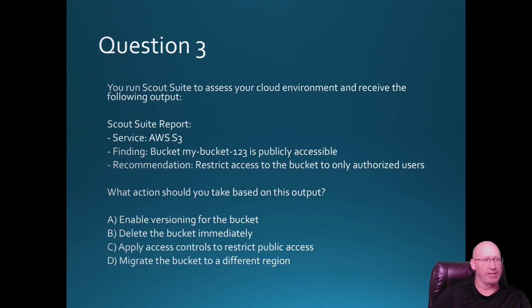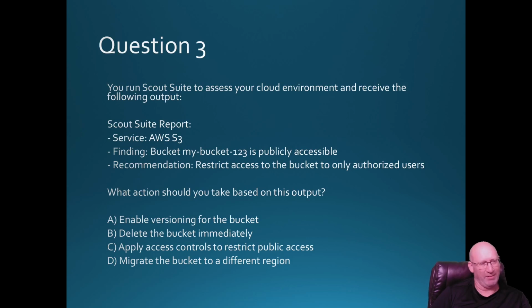Number 3, you run Scout Suite to assess your cloud environment and receive the following output. And we can see Scout Suite report, service AWS. We see finding: bucket my-bucket-123 is publicly accessible. Recommendation: restrict access to the bucket to only authorized users. What action should you take based on this output? What do you think? What do you think on this one?